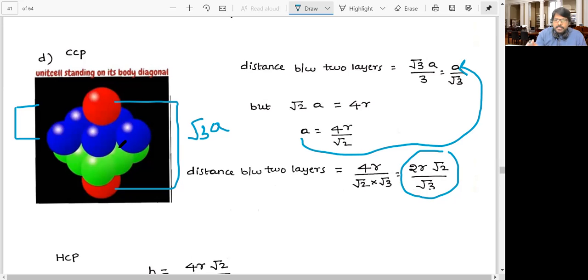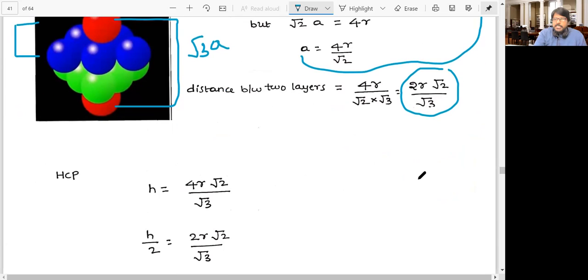You have to recollect, when the CCP unit cell is standing on its face, the layers are diagonal, but we need to take the vertical height, the distance between consecutive layers. So now the unit cell is standing on its body diagonal, and from this point to this point is root 3a. Between these two, that is 1/3 of root 3a. I expressed it in terms of radius because according to the question, the radius is the same.